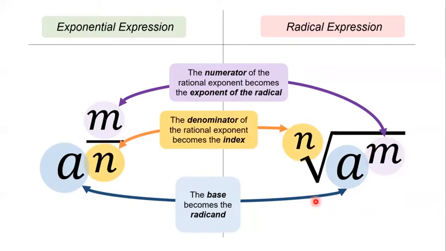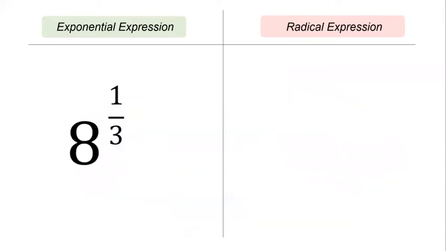At isulat naman ang denominator of the exponent as the index of our radical. Lagyan natin ng value yung mga variables para mas malinaw sa inyo. Let us have 8 raised to the power of 1/3. This is the base and this is the exponent.